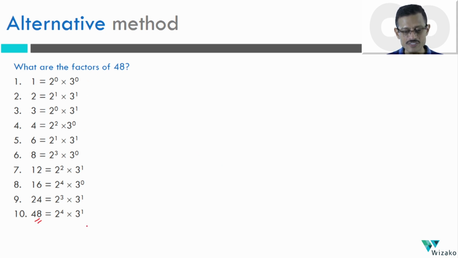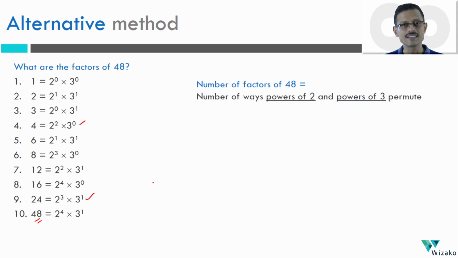Look at these. All of these 10 are some permutation of a power of 2 and a power of 3. 2 square into 3 power 0 is a 4. 2 cube into 3 power 1 is a 24. Anything you pick here will be a power of 2 and a power of 3. So using this method, how do we find out the number of factors? The number of factors of 48 is nothing but the number of ways or the number of permutations of the powers of 2 and the powers of 3. How many ways can they permute is going to give you the number of factors that 48 has got.